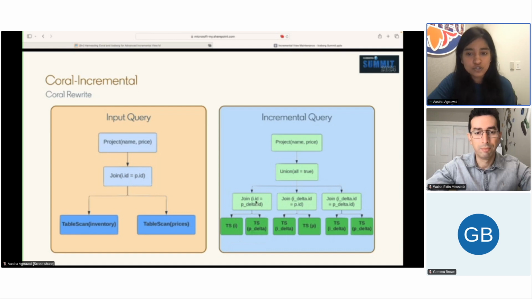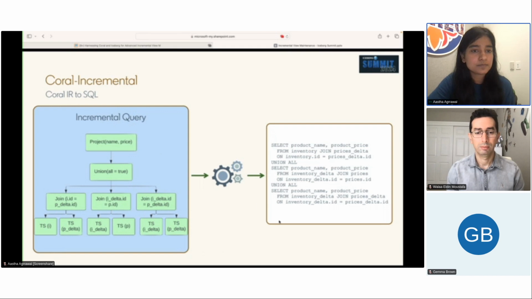So we perform three joins: a join between the base table and the delta of the other table, the delta of the first table and the other base table, and the third join is between the two delta representations. We finally use a Coral IR to SQL converter, which allows us to convert the incremental logical plan on the left-hand side and output the corresponding SQL text representing the same logical plan.